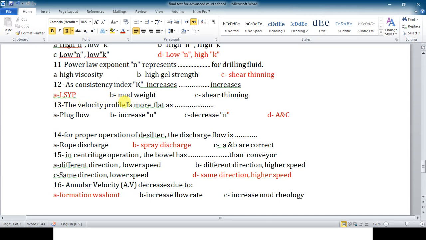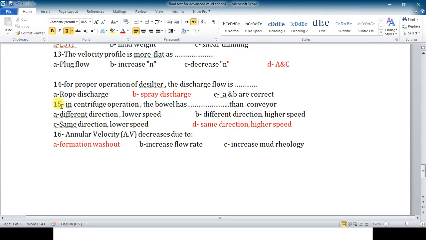Number 13, the velocity profile is more flat, not like the parabola, as the flow becomes plug, also when the n decreases, because once the n decreases, it will become a plug flow. So the velocity profile is more flat, as A and C are right answers. Number 14, for proper operation of the desilter, the discharge flow is spray discharge. Number 15, in centrifuge operation, the bowl has the same direction and the higher speed than the conveyor.